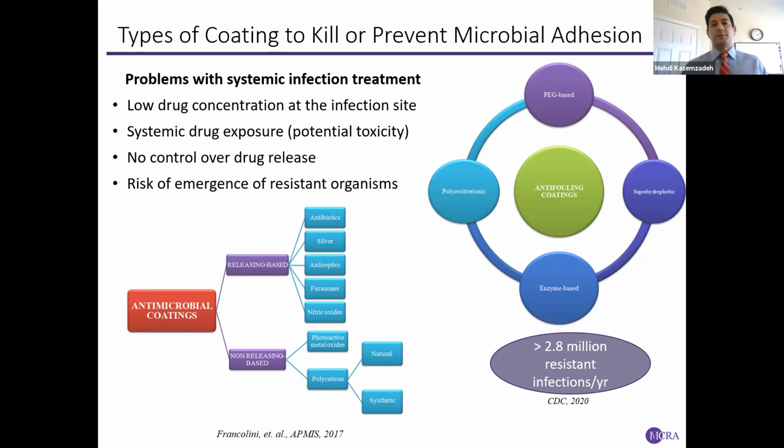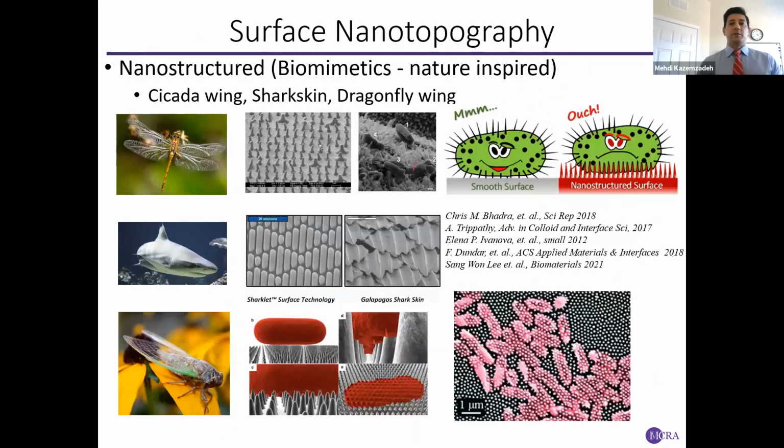Therefore, there is an unmet need for local delivery of antimicrobials or developing antimicrobial surfaces. There are two types of antimicrobial surfaces, antimicrobial coatings and antifouling coatings. Simply put, the first is able to kill microbes when they approach the device surface, while the other repels microorganisms. There are some novel technologies for killing bacteria, including bio-inspired nanostructured surfaces that have been shown to kill bacteria upon contact by physical mechanical rupture of the bacteria cell wall.